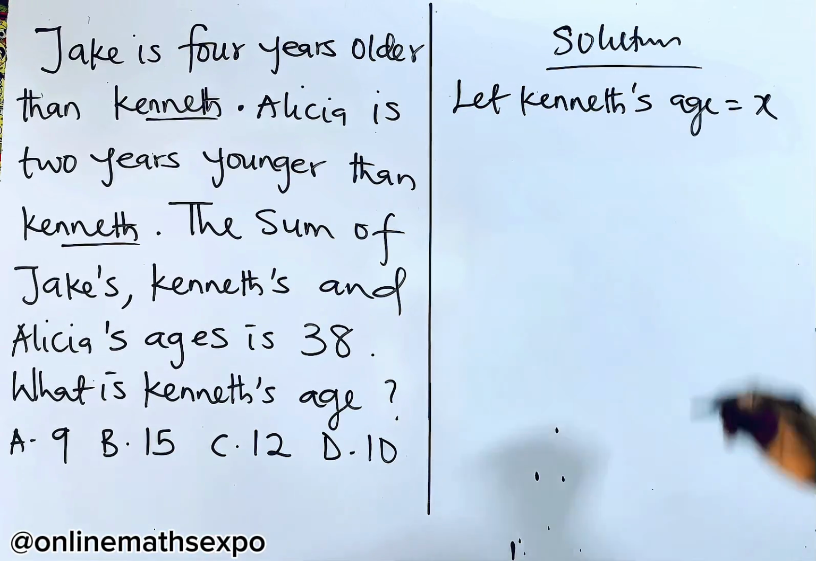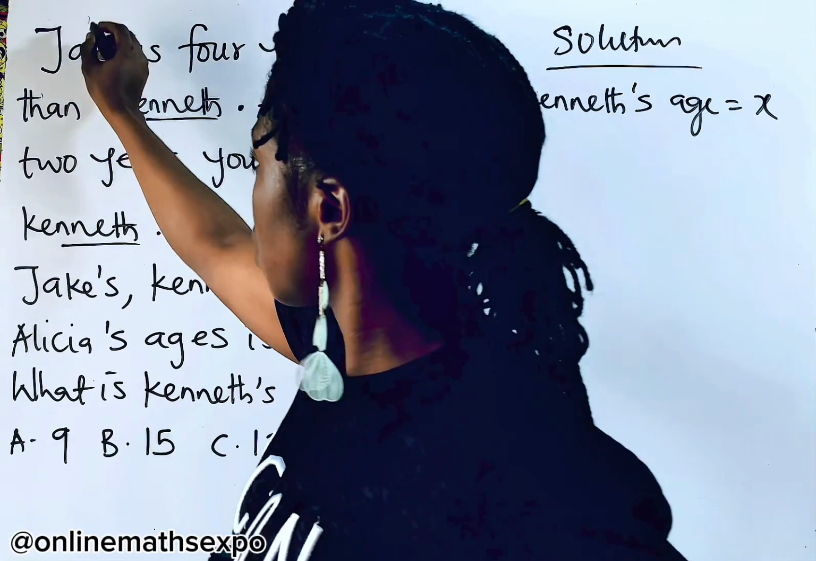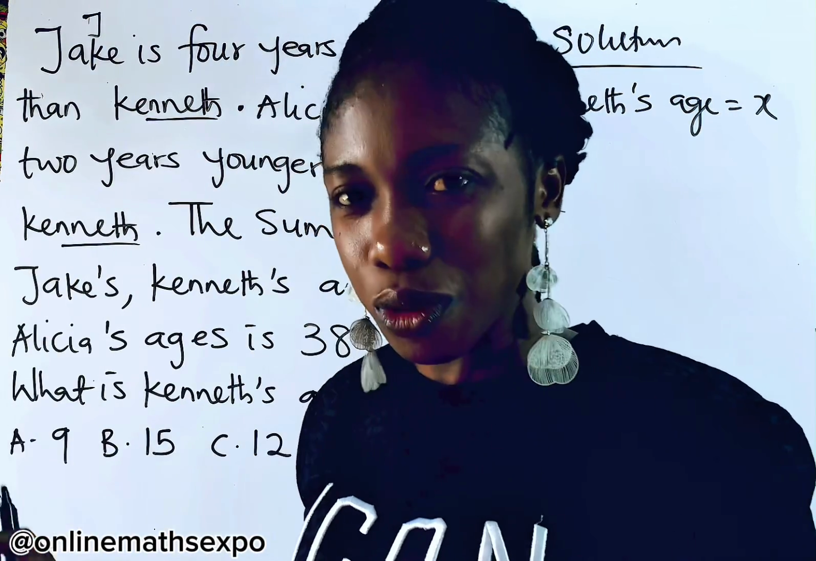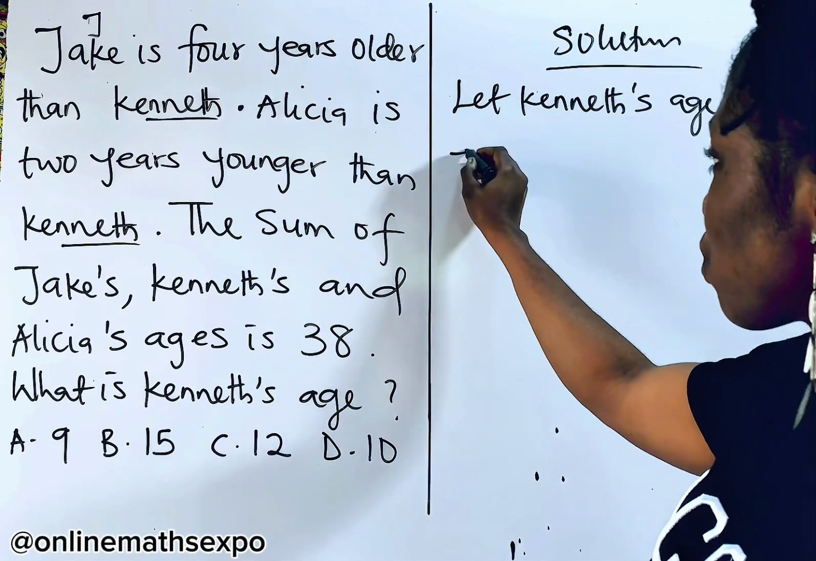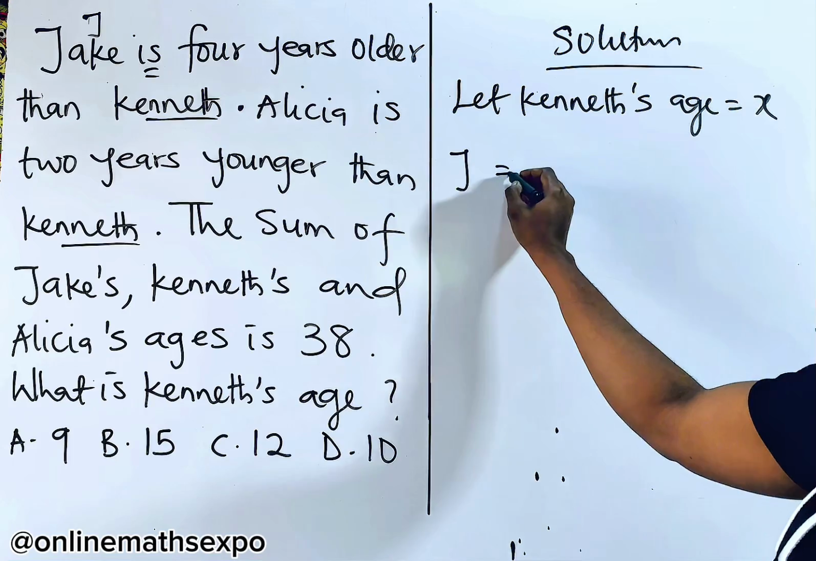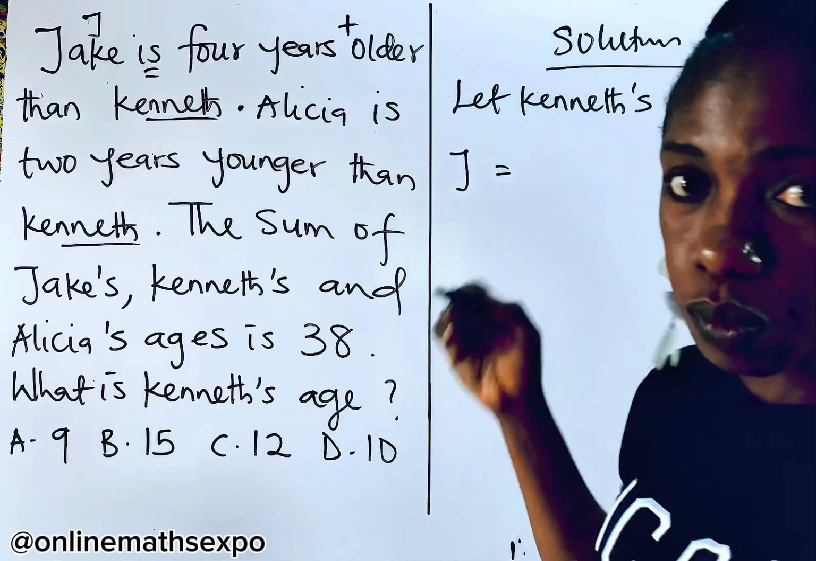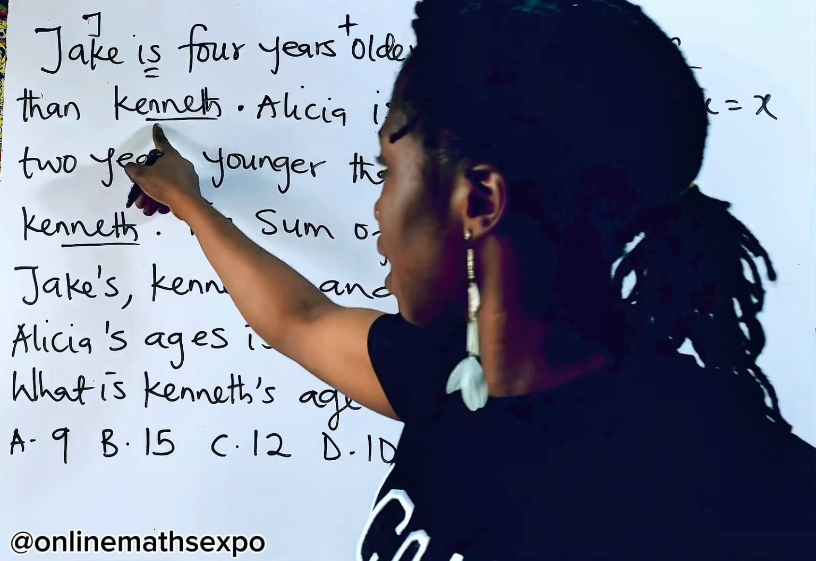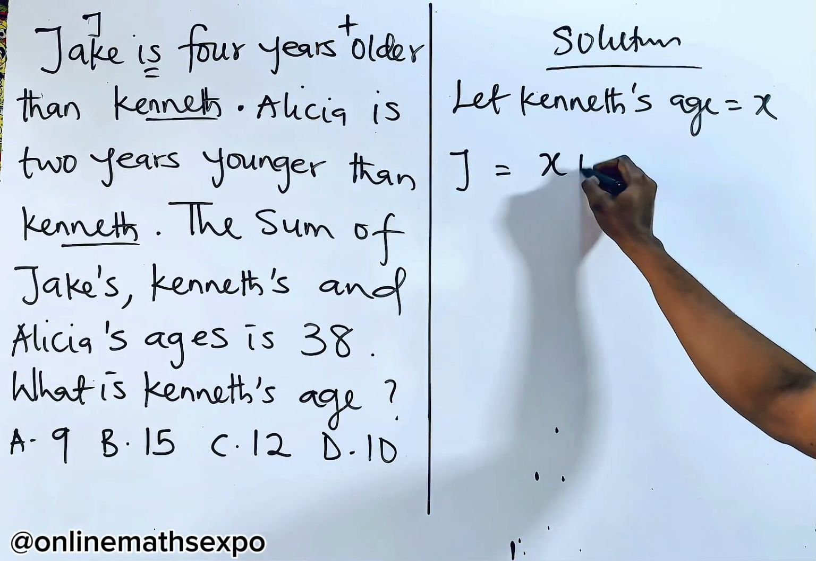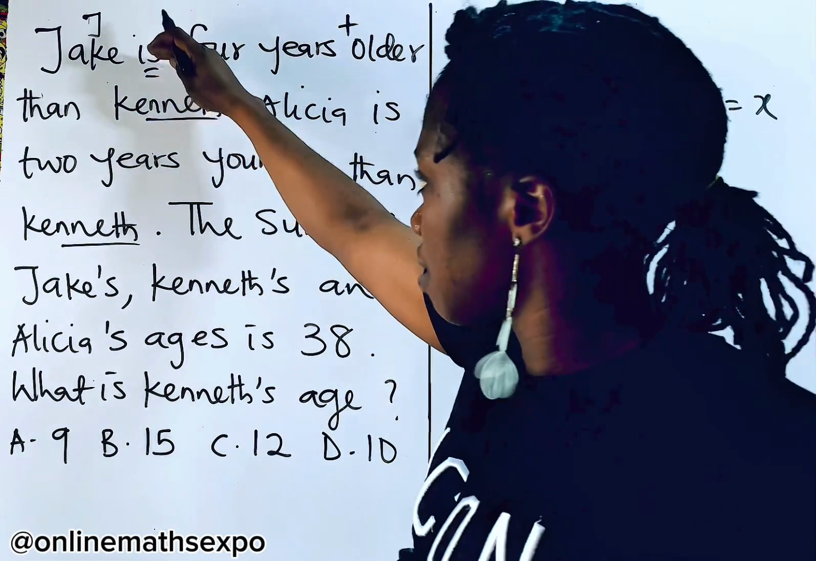be equal to X. Going back to the question, for Jack we can use any variable. He's not the major person, so anything can go. So J is equal to X plus 4. Older, as I told you, is always plus. Older than Kenneth, so you take Kenneth first, which we said is X, then add 4 to it. That is for the first statement.